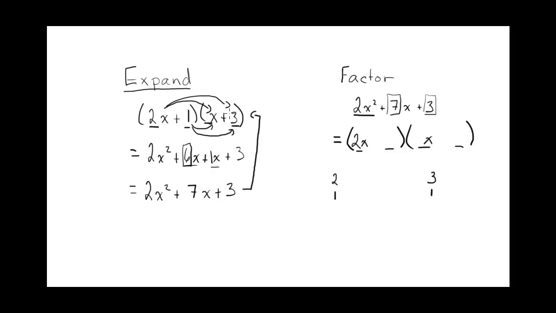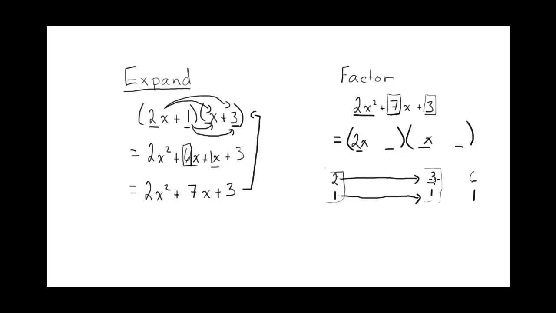So 2 times 3, that was one of these numbers times one of these numbers, and then the 1 came from the other number here times the other number here. So which numbers do I have to multiply such that when I add them, I'll get 7? So if I do 2 times 3 and 1 times 1. 2 times 3 is 6, 1 times 1 is 1, 6 plus 1 is 7, which is what I wanted. So that means I need to multiply the 2 by the 3.